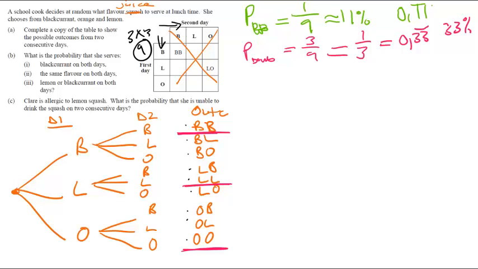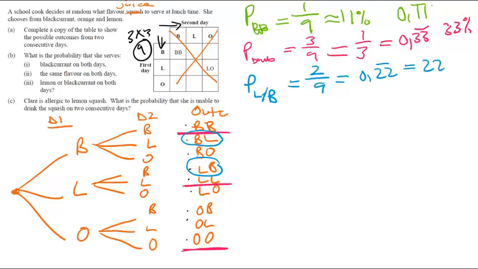What is the probability of getting lemon or blackcurrant on both days? So we're going to look at a combination of LB or BL. BL and LB. There are two ways of that happening. So probability of lemon or blackcurrant is going to be 2 out of 9, which simplifies to 0.22 recurring, or 22%. Next question.